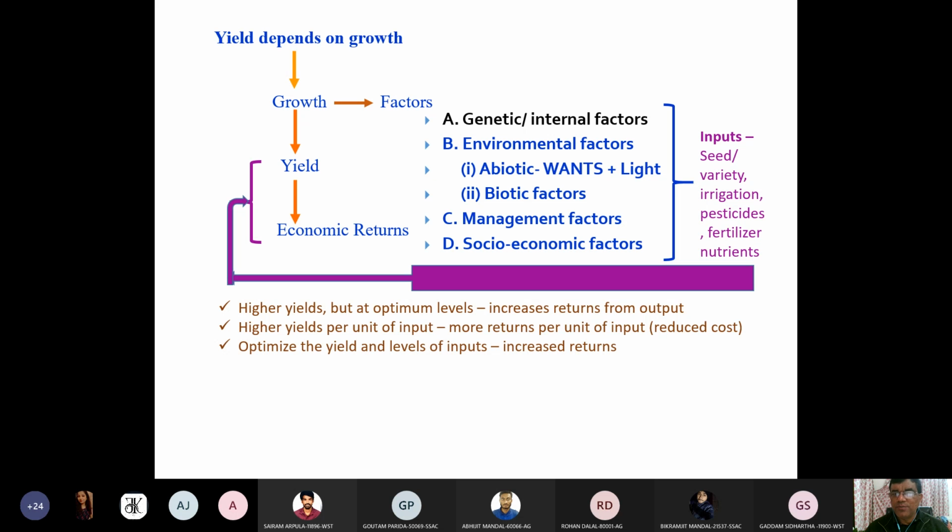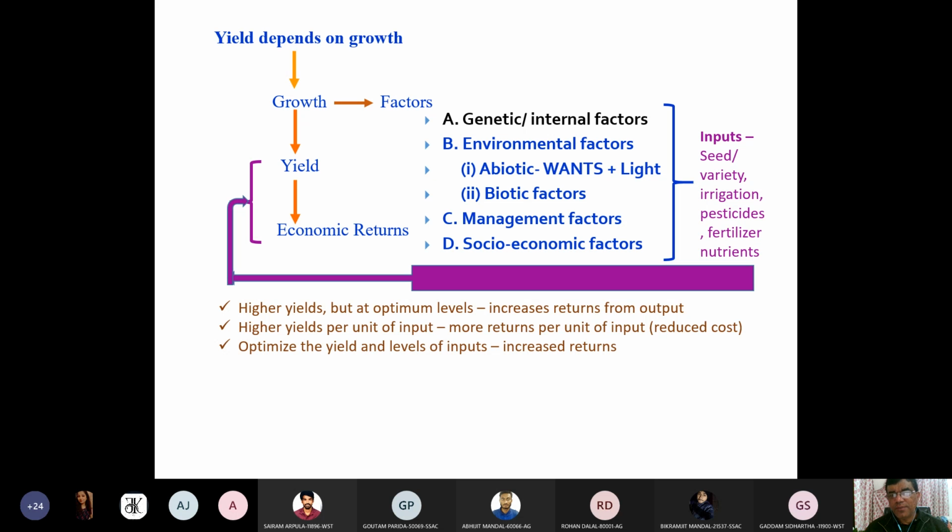So nutrient was a growth factor, but it can become an input also, as a fertilizer or organic sources or biofertilizer. Next is your temperature. Temperature cannot be controlled much by the farmers, so it is not considered in the form of inputs. It is actually a natural resource that is received by the crops.